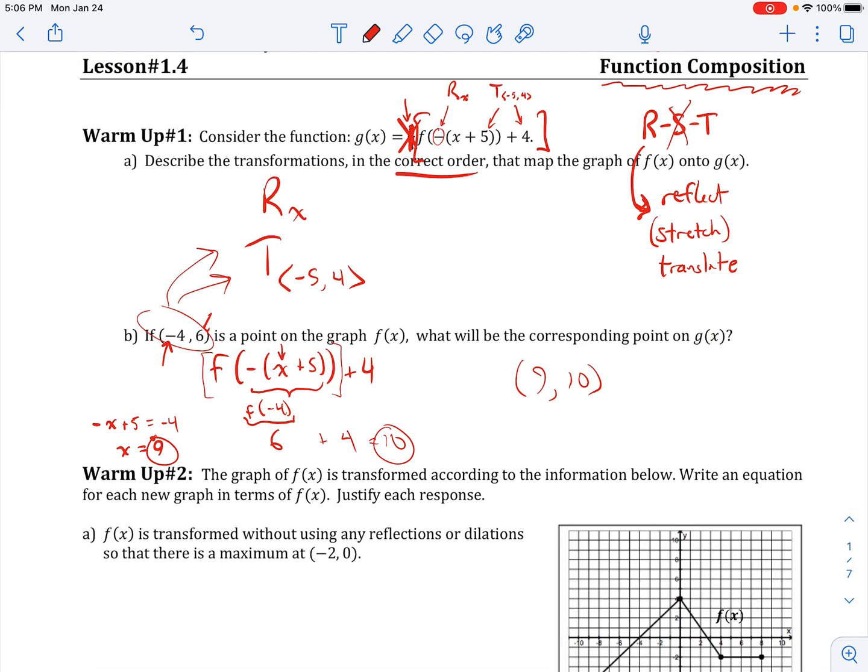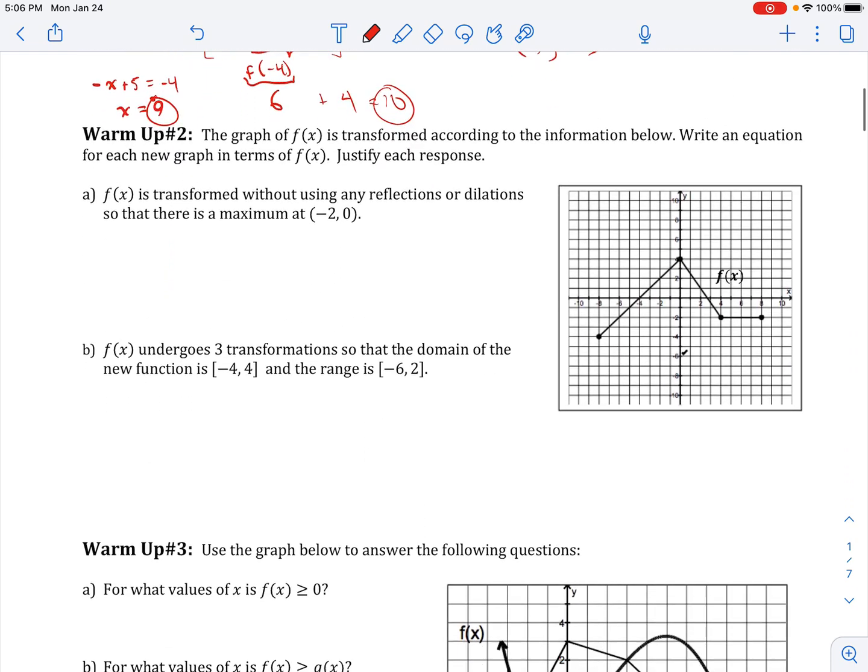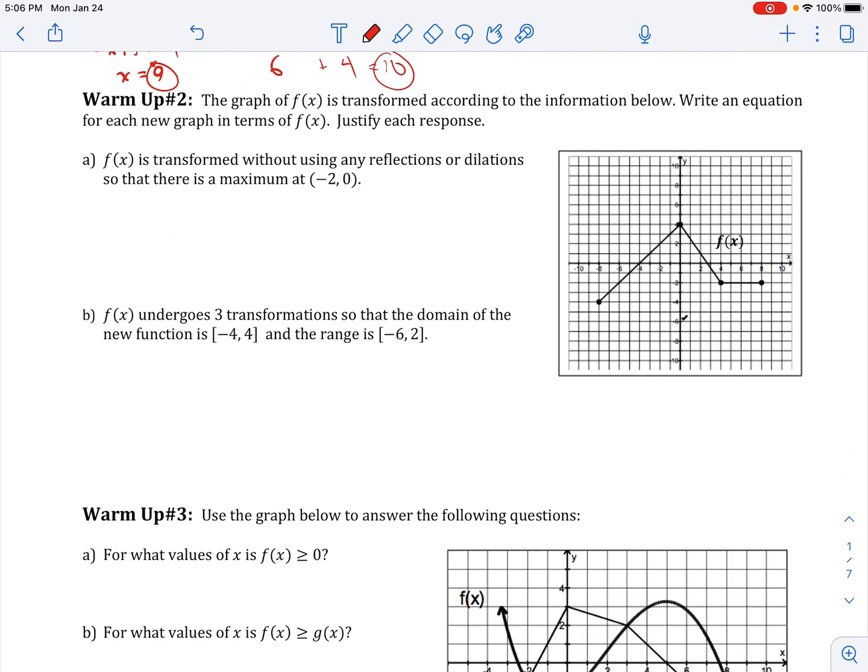That's not the main focus of today, but that's a fun little thing to get started. Warm-up number 2, we're transforming some little functions here and seeing what happens. Okay, write the new equation. Yeah, fundamental property of this unit, and you were just quizzed on it. We transform without any reflections or dilations so that there's a maximum at (-2, 0). So no reflections, no dilations.